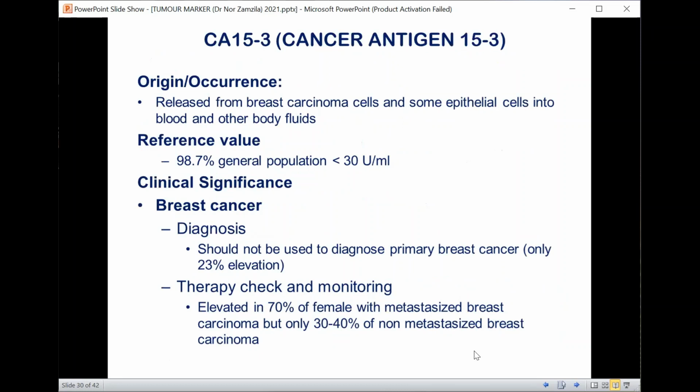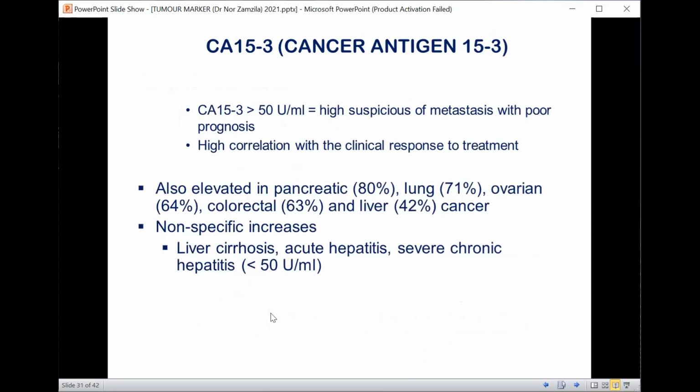Okay, CA153. We mainly use CA153 for breast cancer. But we should not use CA153 to diagnose primary breast cancer. We mainly use it for therapy check and monitoring of patients with breast cancer, but not for diagnosis. CA153 is elevated in 70% of females with metastasized breast cancer, but only 30 to 40% of those with non-metastasized breast cancer. So the elevation is more in those with metastatic breast cancer.